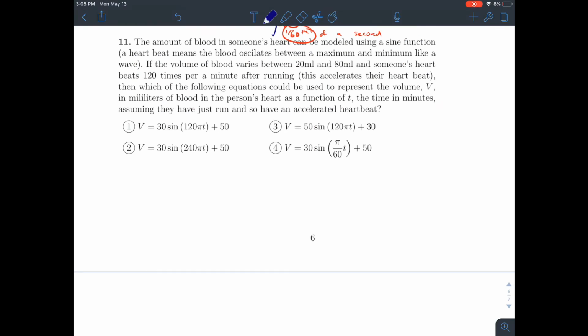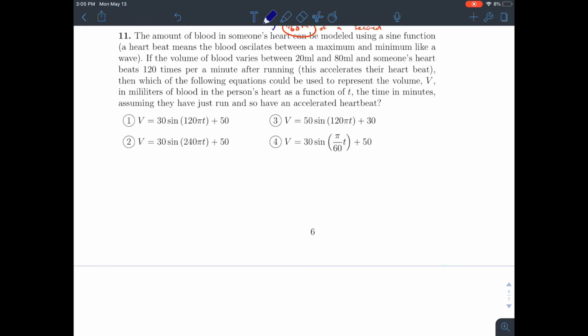For number 11, the amount of blood in someone's heart can be modeled using a sine function. A heartbeat means the blood oscillates between a maximum and minimum, like a wave. If the volume of blood varies between 20 milliliters and 80 milliliters, so 20, 80, and someone's heart beats 120 times per minute after running, running accelerates their heartbeat, then which of the following equations can be used to represent the volume V in milliliters of blood in the person's heart as a function of time t in minutes?